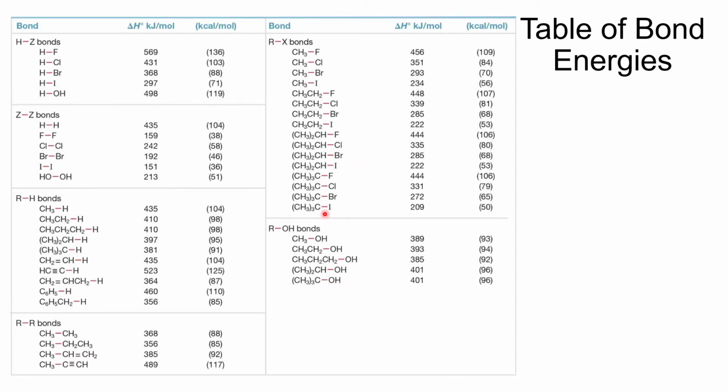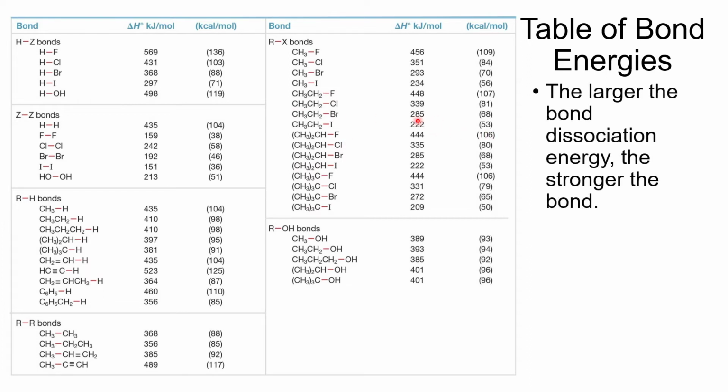All right, here is a table of some bond energies. These bond energies are mostly between carbon and hydrogen, or between carbon and a heteroatom, and there are a few carbon bonds in here. I don't have any multiple bonds in here, but we'll talk about those briefly. So a couple of patterns that I want you to recognize.